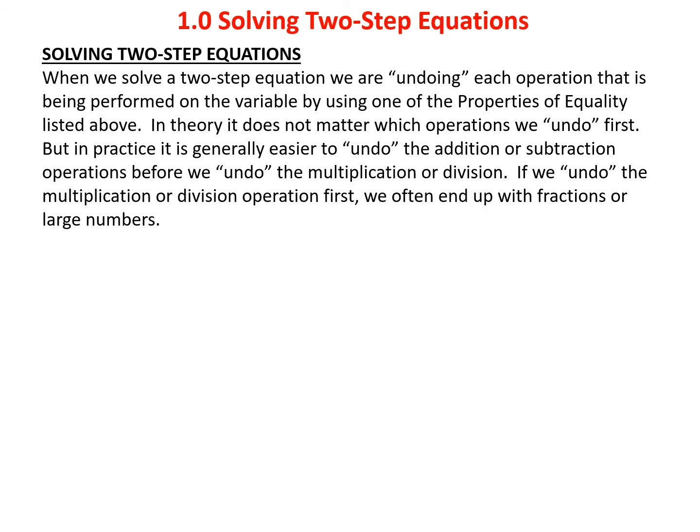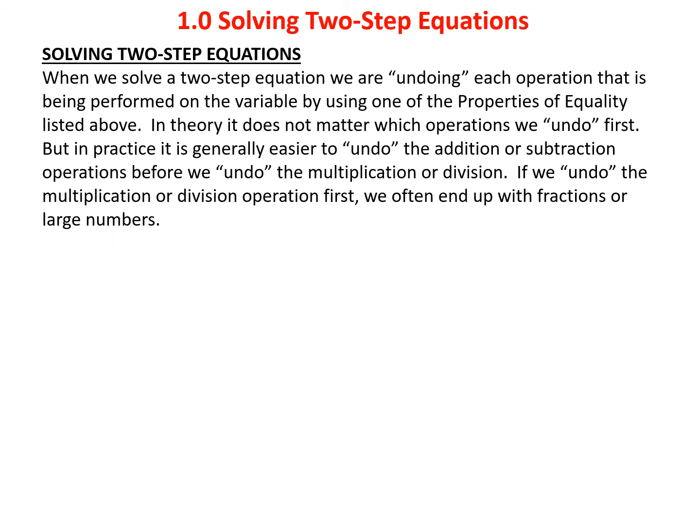Now, when we are actually solving a two-step equation, we are going to undo each of the operations that's being performed on the variable. Usually that's something like a multiplication and an addition, or a multiplication and a subtraction. In theory, it doesn't matter which operation we undo first. But in practice, it's generally easier to undo the addition or subtraction first.